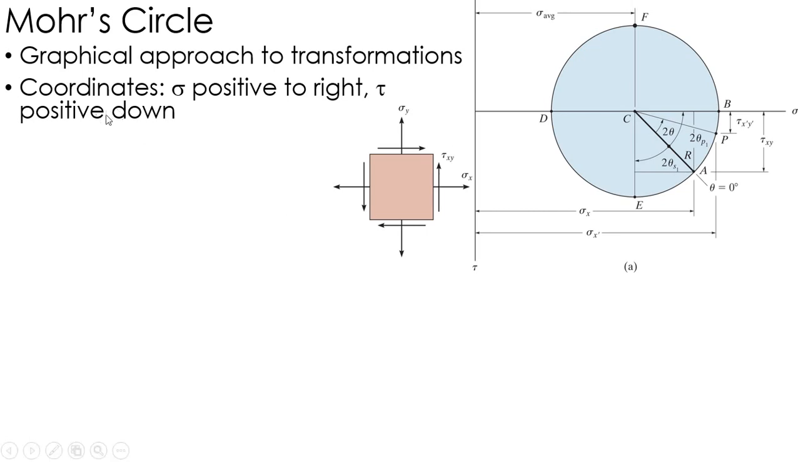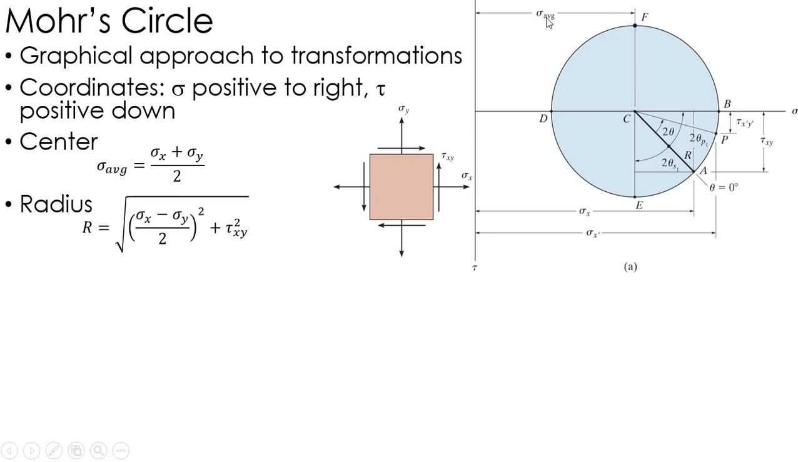So the first thing we do is we set up our coordinates where the normal stress is positive to the right and tau is positive down. So I've got tau here and the normal stress sigma horizontally. Then I find the center of the circle, which is basically at that average stress, so sigma x plus sigma y divided by 2. That'll give me the center of the circle, sigma average.